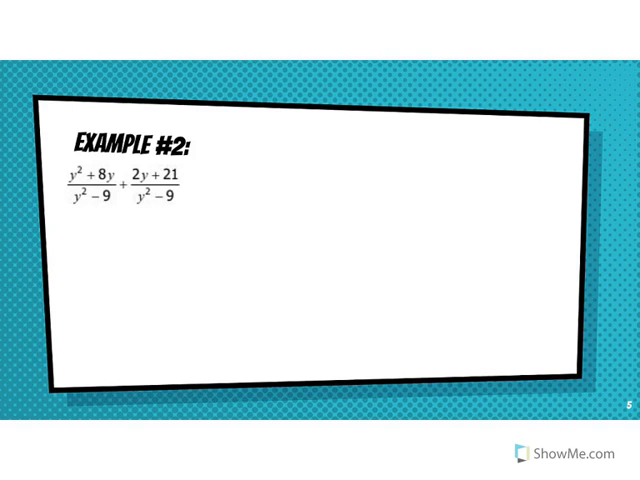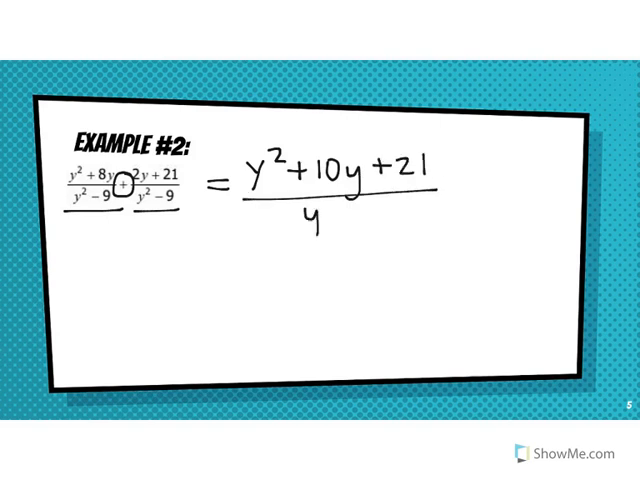For our next example, we have y squared plus 8y divided by y squared minus 9 plus 2y plus 21 divided by y squared minus 9. Again, we have a common denominator already, so we get to just add our fractions. I'm going to combine this so that we have just one fraction. I have y squared, there's no other y squares to combine, so I just rewrite that. 8y plus 2y is a positive 10y, and then 21 is just my other constant. This all goes over the same denominator of y squared minus 9.